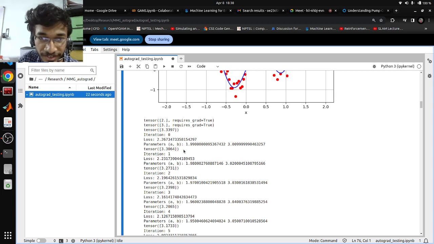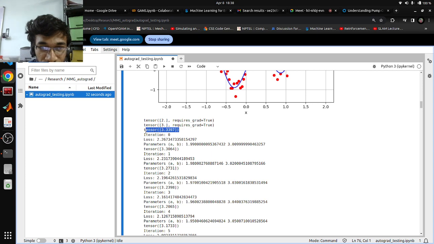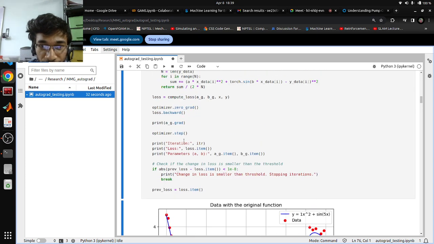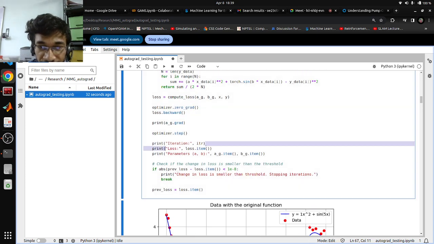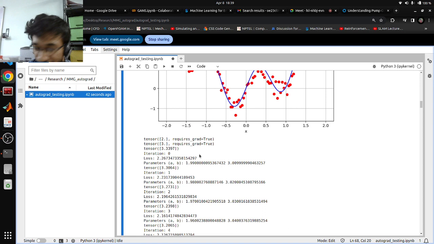Okay, yeah. So this part you are seeing here, tensor. For every iteration, I'm printing this thing: iteration 0, loss, and the parameter values. I'm simply doing gradient descent. There is nothing new going on actually, but what I want you to pay attention to is this thing. Before every iteration, I'm printing this tensor.